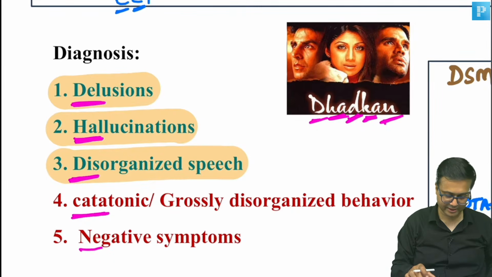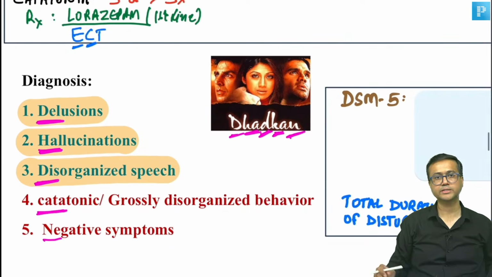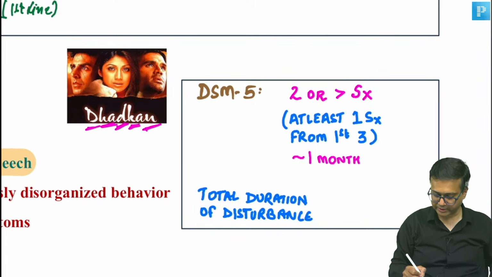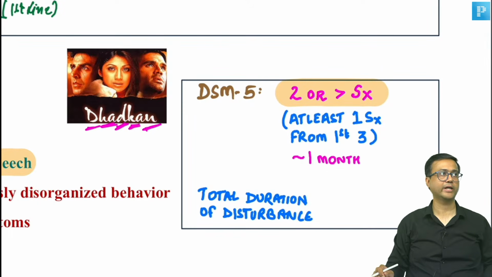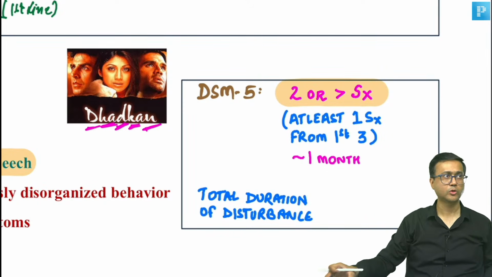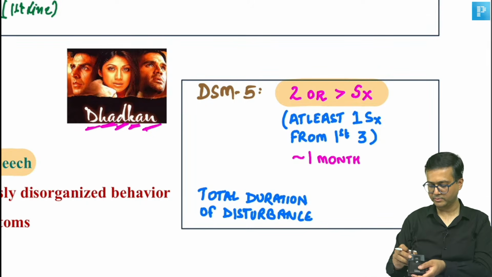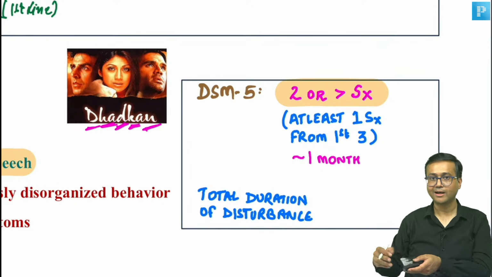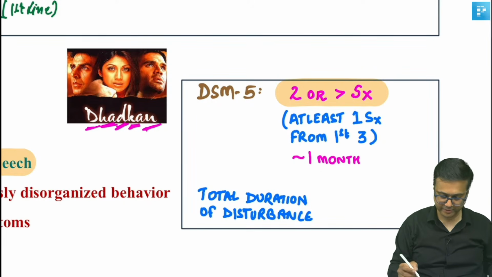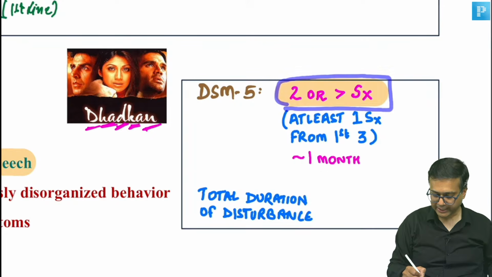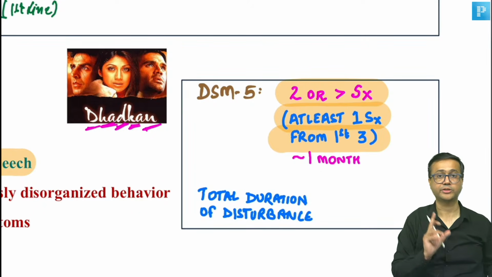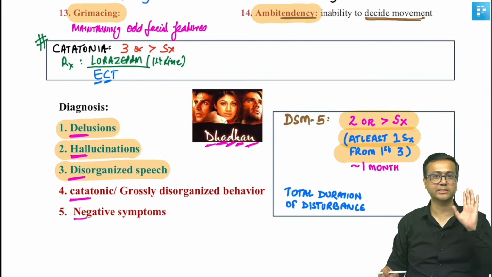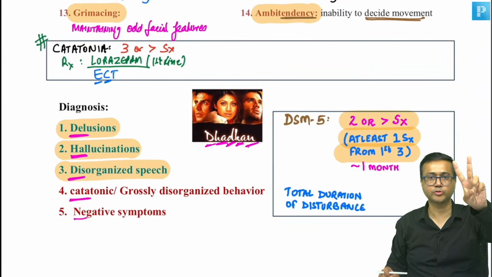Now what is the diagnostic criteria, beta? If I ask you, DSM-5 says how many symptoms should be present? So please remember that out of these 5, at least 2 or more symptoms. Out of the 5, how many symptoms should be there? 2 or more, but there is a catch. At least 1 symptom should be from the first 3. So beta, what are the first 3 symptoms? Remember delusions, hallucination, disorganized speech. At least 1 of these symptoms should be there, and the minimum number of symptoms should be 2.